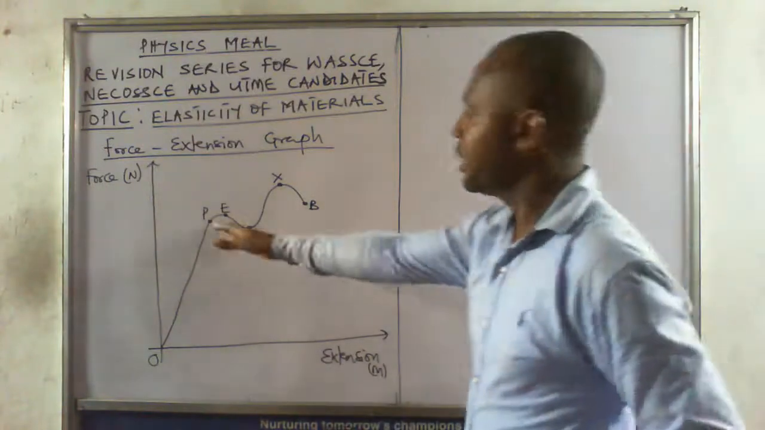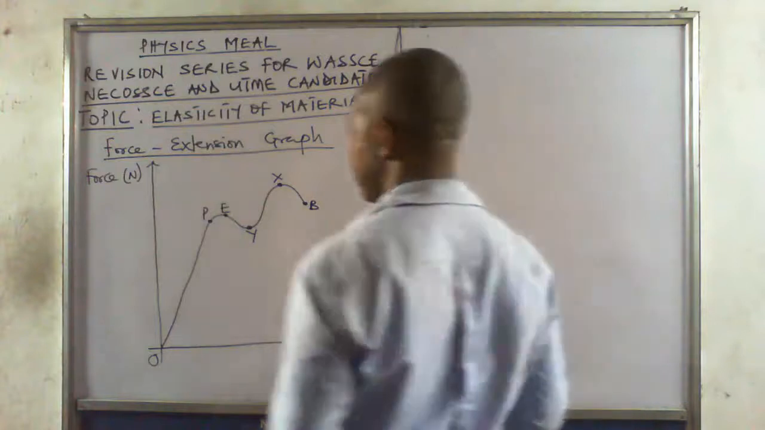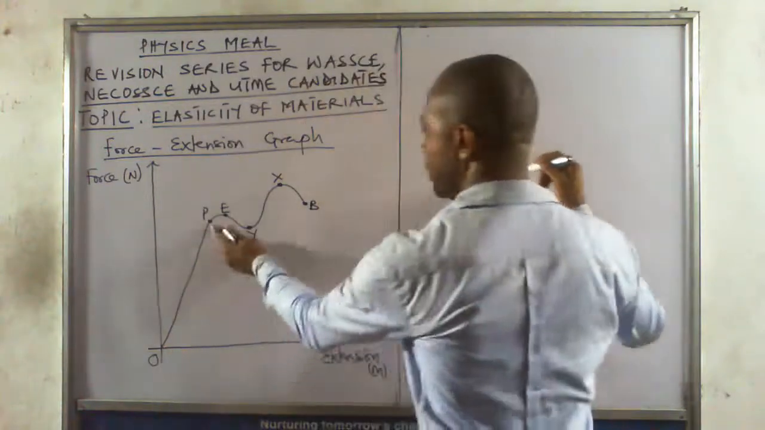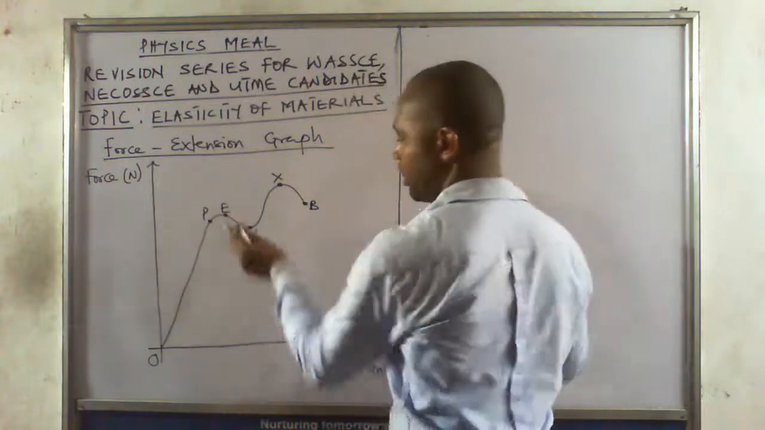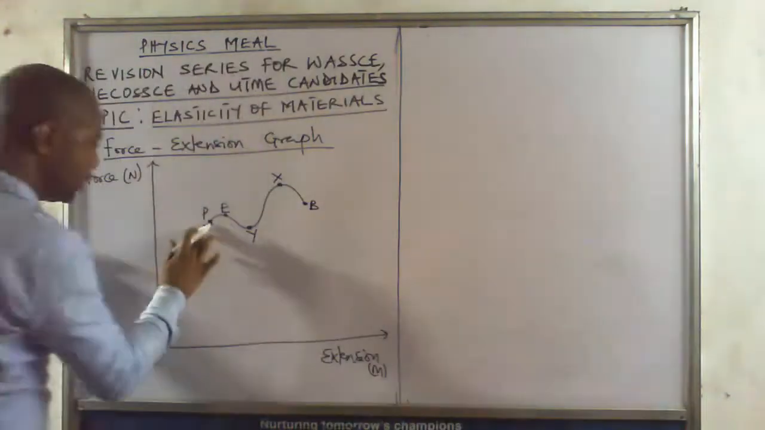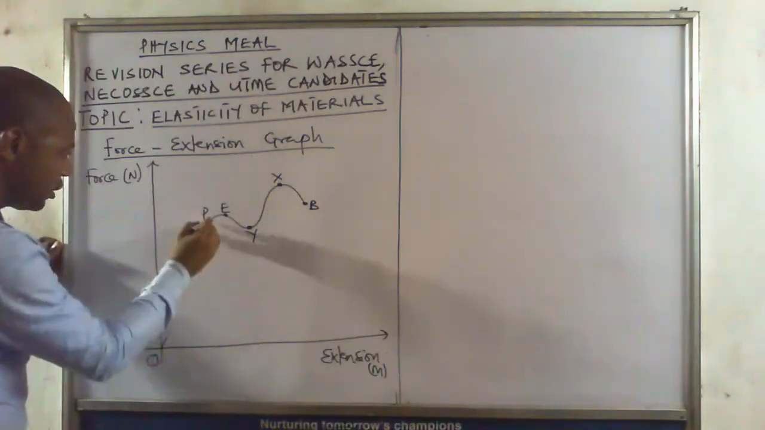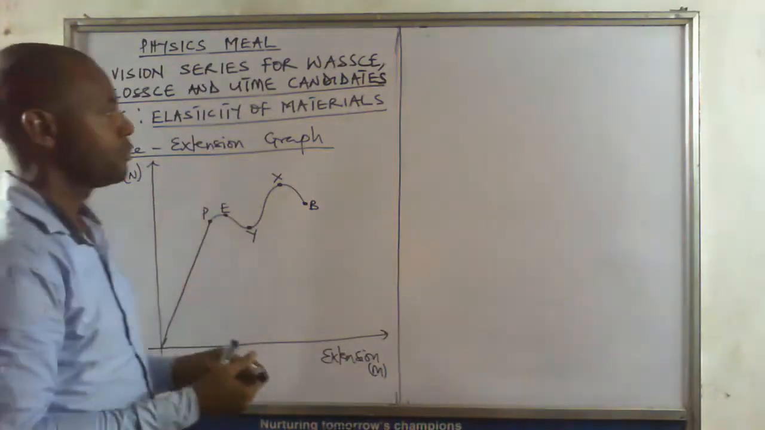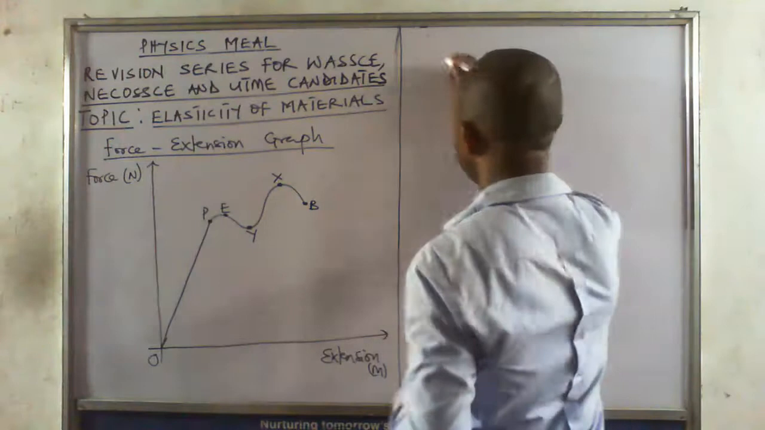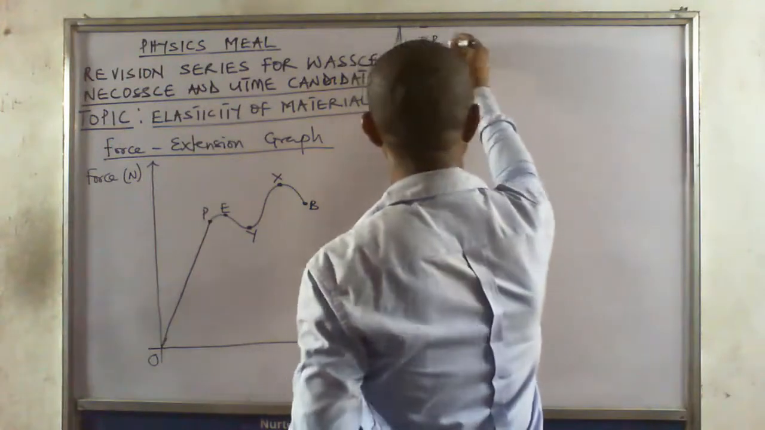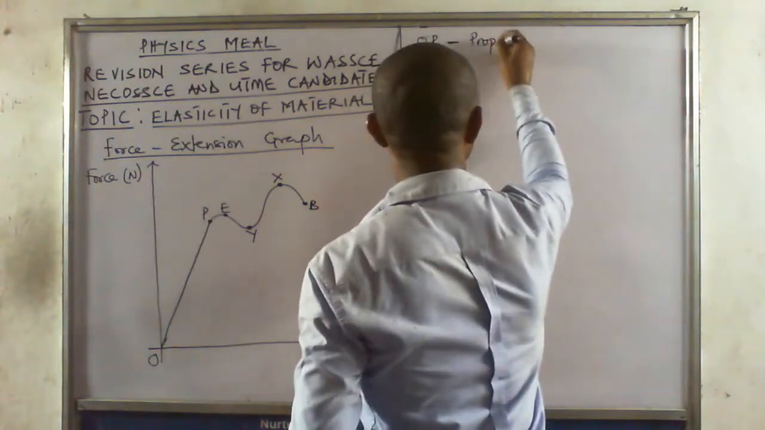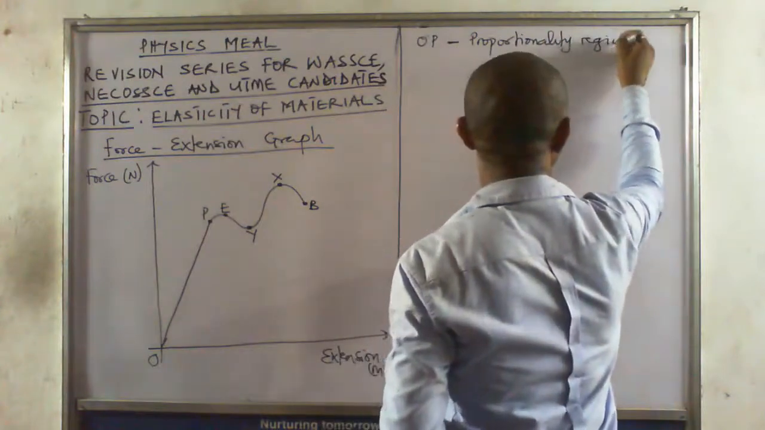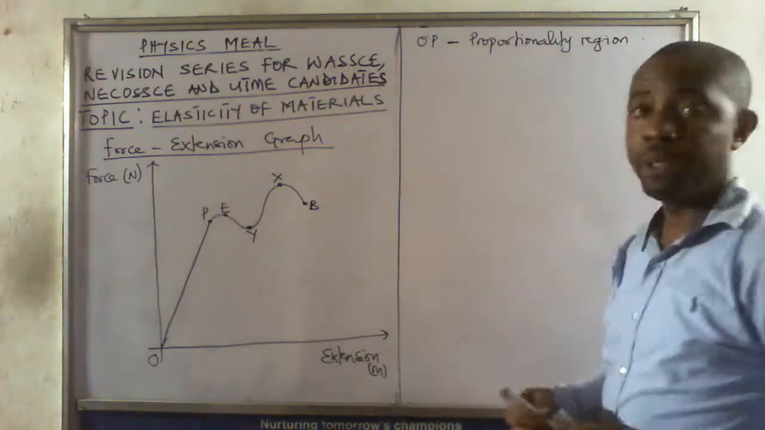Now, what are the significances of these points? If you look at this region, this is a straight line. Let me draw that again. Okay. This is a straight line. What's the significance of that region? That region OP is called the proportionality region.